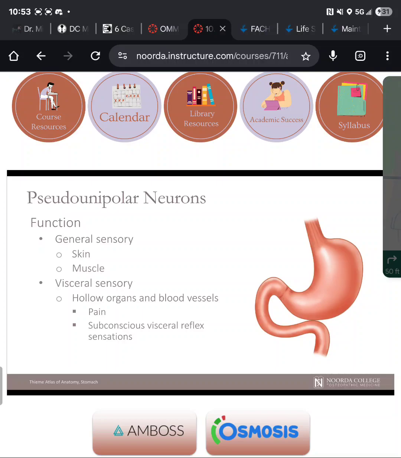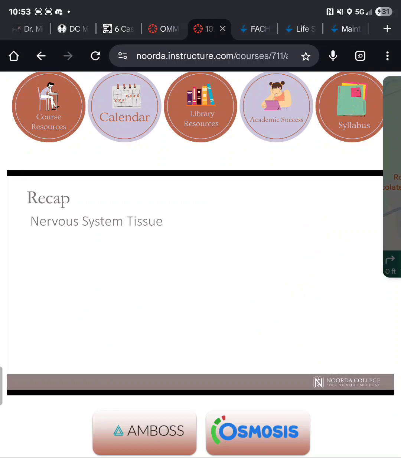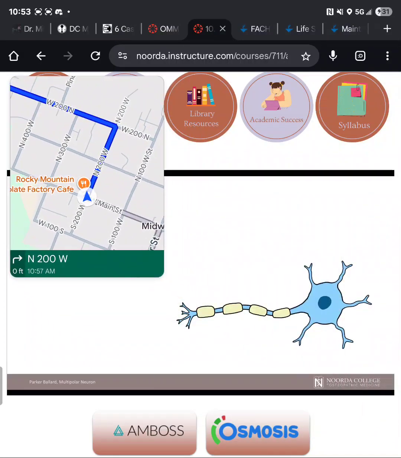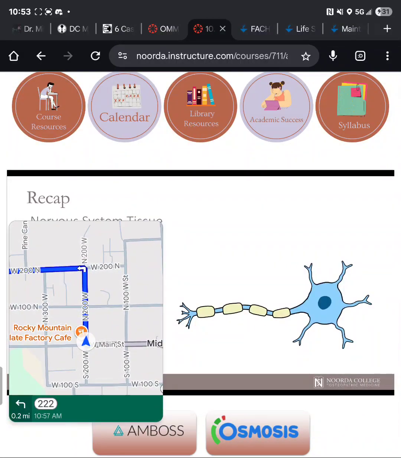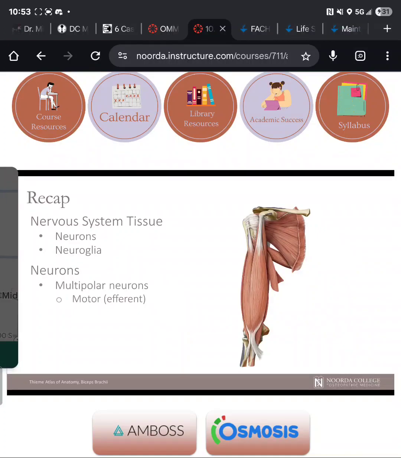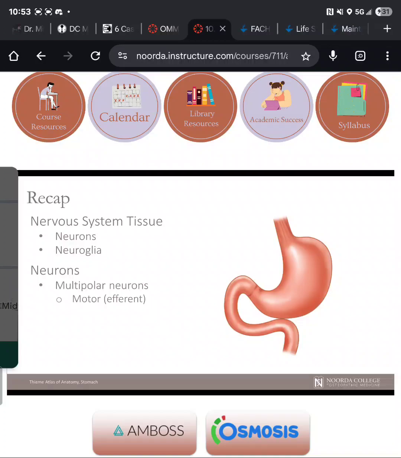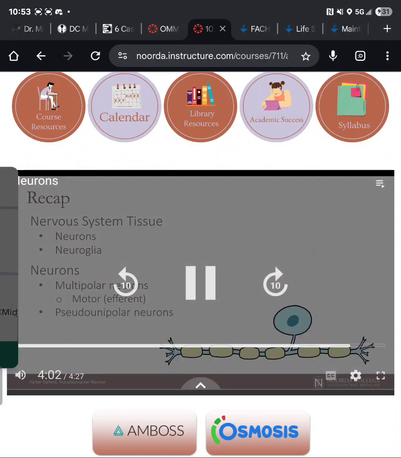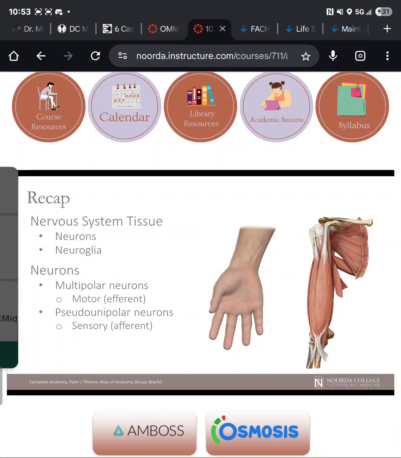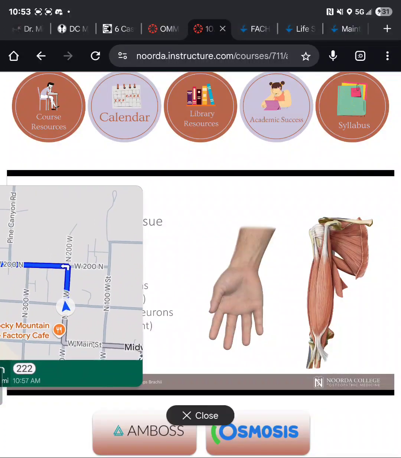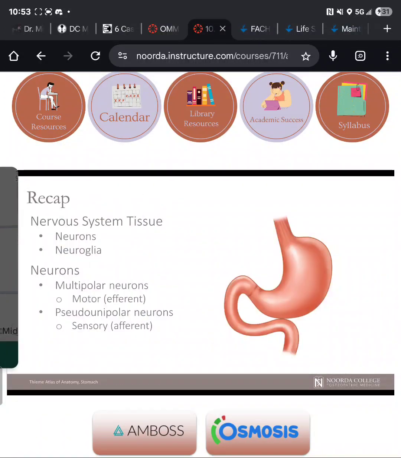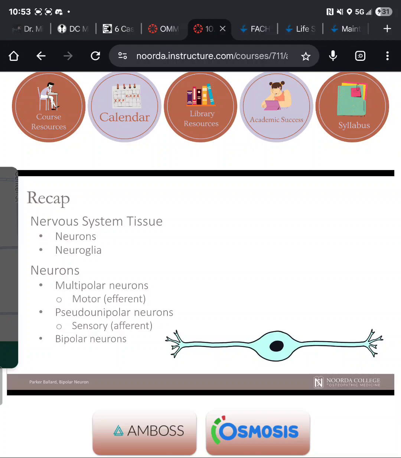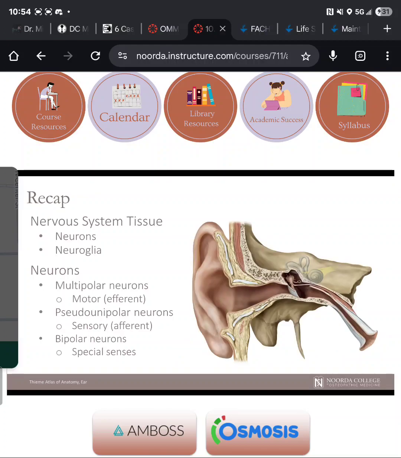And that is it for neurons, so let's do a quick recap. We learned that nervous system tissue is made up of neurons as well as neuroglia, and we also learned there are different types of neurons, like multipolar neurons that are responsible for motor innervation, specifically with somatic motor neurons that innervate skeletal muscle, as well as visceral motor neurons that innervate smooth muscle. Then there are pseudo-unipolar neurons that are responsible for sensory innervation, specifically with general sensory neurons that provide information coming from the skin and skeletal muscles, as well as visceral sensory neurons that provide information coming from smooth muscle, glandular tissue, and modified cardiac muscle. And finally, there are bipolar neurons that help with special senses. And that is it for our recap on neurons.